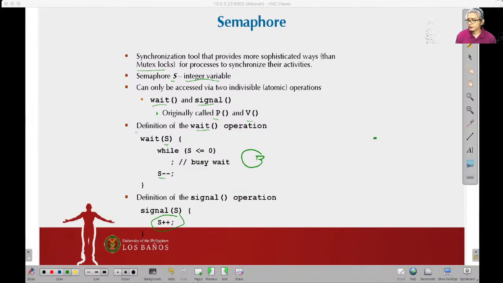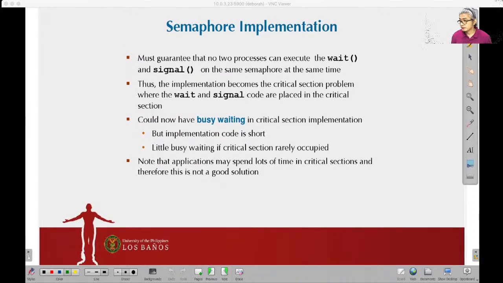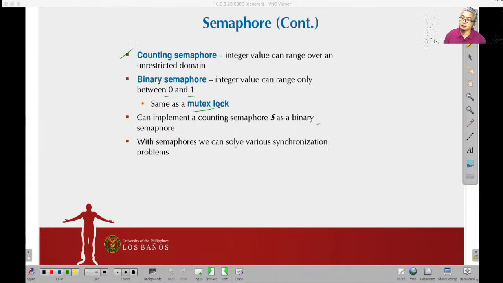So this one. Now, again, the problem with this is, first, we must guarantee that no two processes can execute the wait and signal on the same semaphore at the same time. So the implementation is also a critical section problem, right? And we now have busy waiting in the critical section implementation, okay? But the implementation code is short, okay?